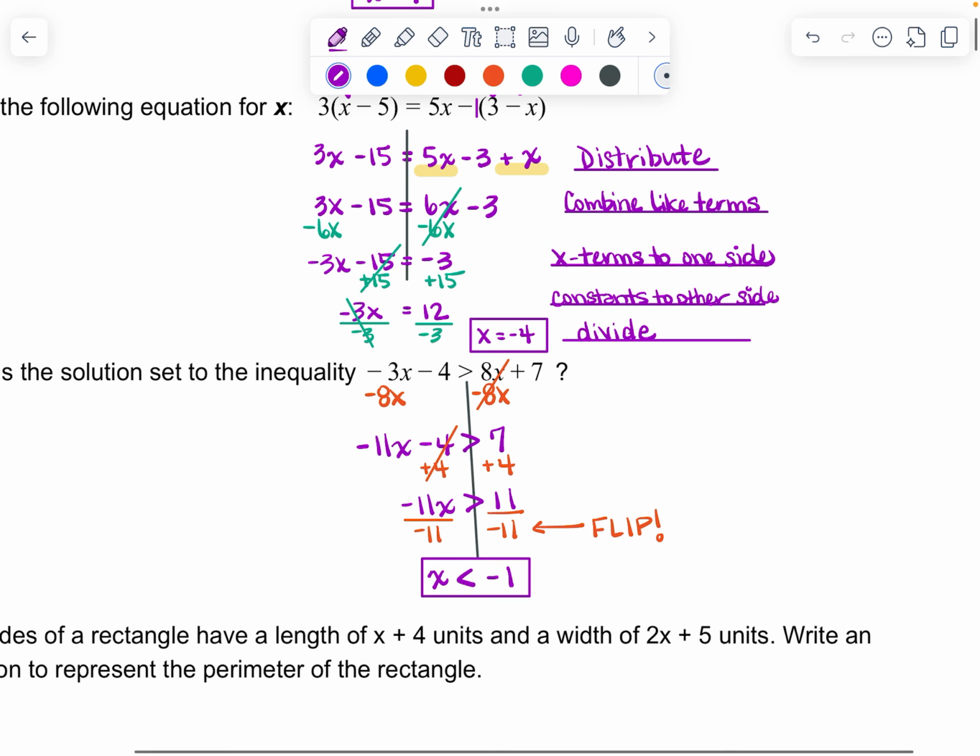And I know it didn't ask us to, but I'm going to go ahead and graph it just as a little refresher of what that means to graph in one variable, because we've been graphing in two variables lately. So here's negative 1. And remember, that would be an open circle because I can't actually equal negative 1. And then I want all the values less than that. Well, all my values less than negative 1 are to the left. So that's what my graph would look like on that one.